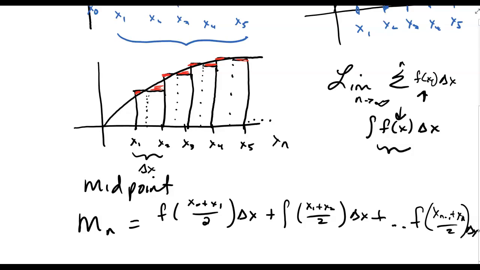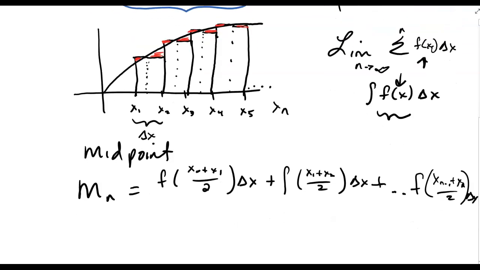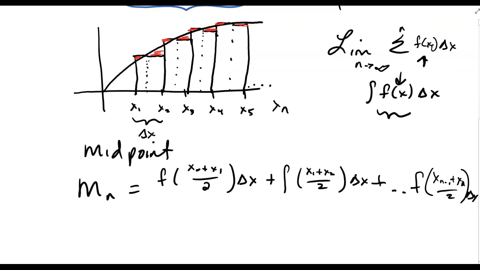And of course, you can pull your delta x out of that, and just have delta x times each of the f of x values, because these f of x values are going to be this height. This is f of (x sub 0 plus x sub 1) divided by 2. You want this distance.